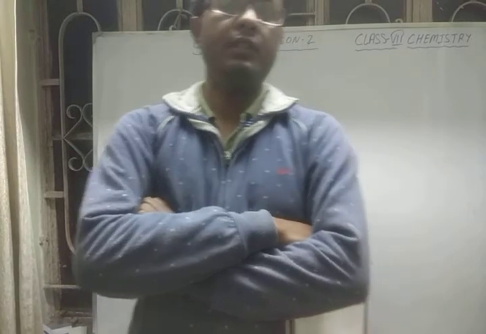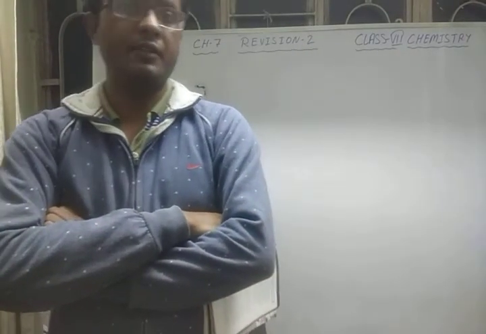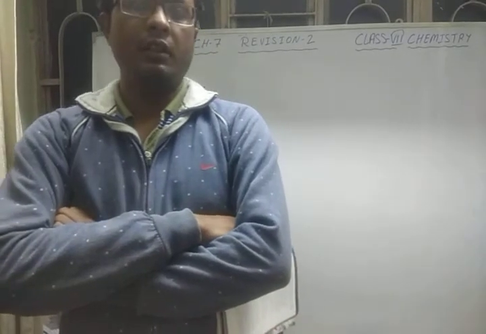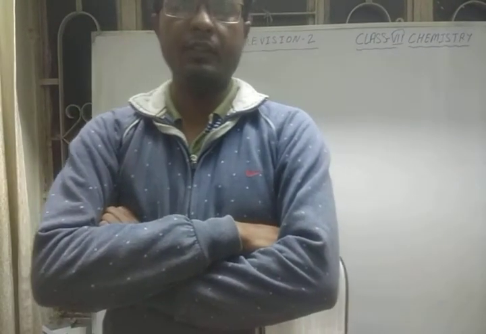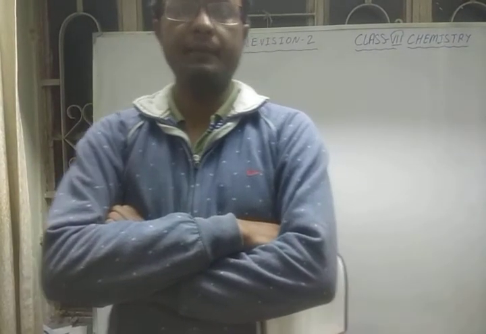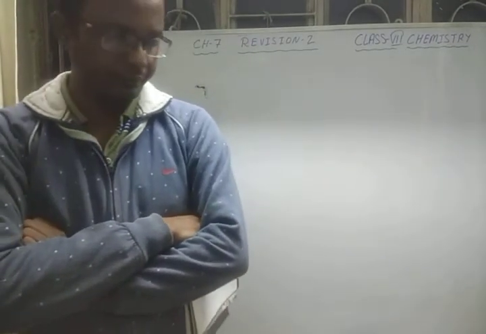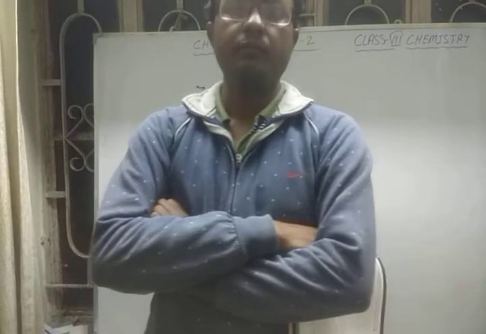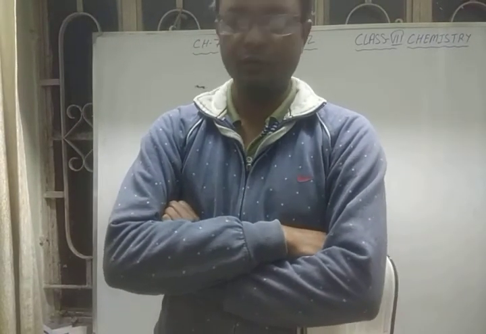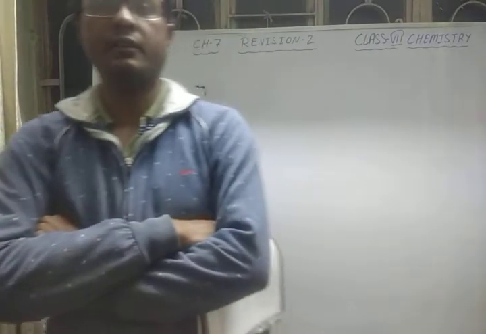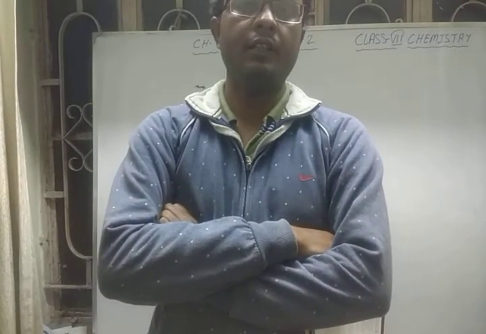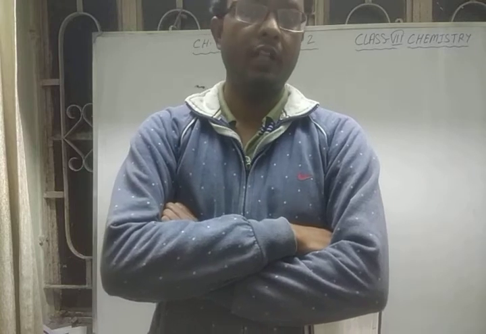In the last video lesson, I started the revision work. I did revision 1 for chapter number 7. In that video, I explained up to the second type of gas present in the air, that is oxygen. Today, continuing this revision work, I will explain from carbon dioxide.